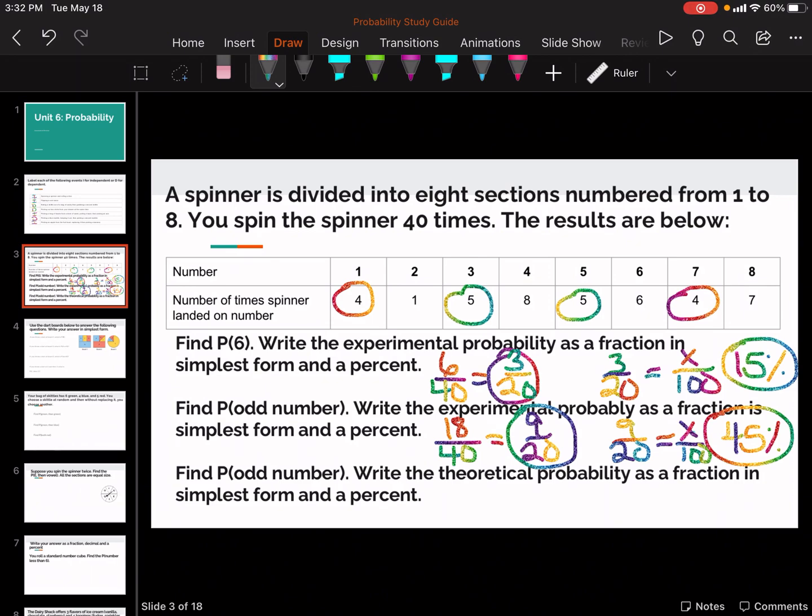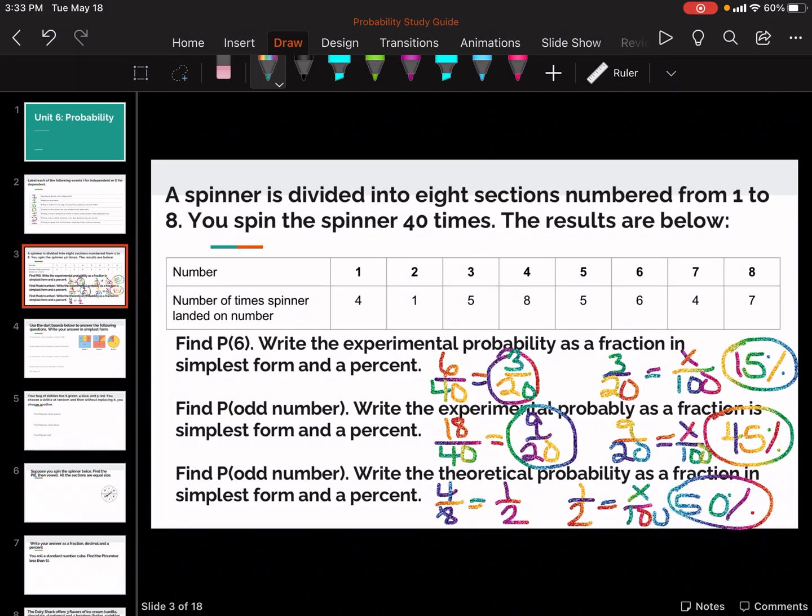Now, what is the probability of getting an odd number theoretically? Okay. Well, how many numbers were there? There was 8. How many are odd? 4. So 4 out of 8, which is going to be 1/2. 1/2 equals x over 100, which is going to be 50%.